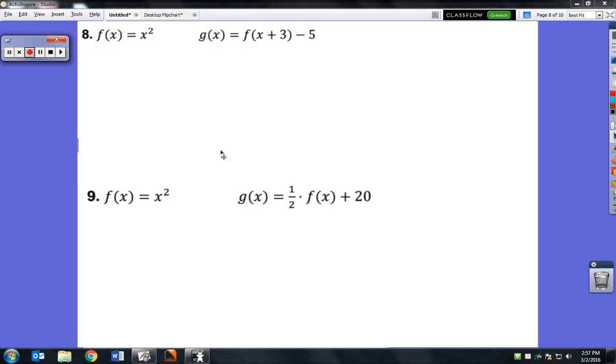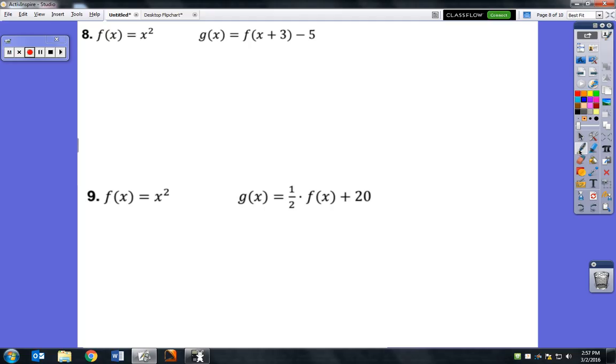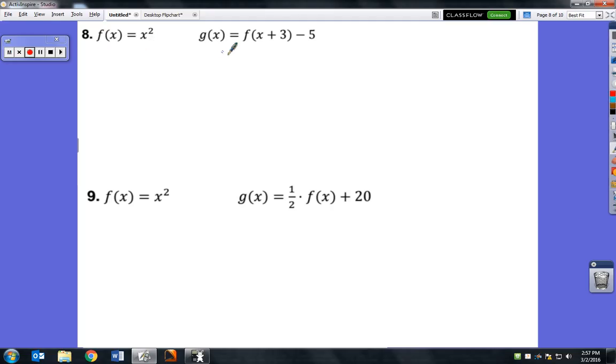Okay, problems 8 and 9 on your test are asking you to describe the transformation that occurred when we went from f of x to g of x. So g of x is the function after this transformation was applied to it. So we are going to describe what happened to our original function.